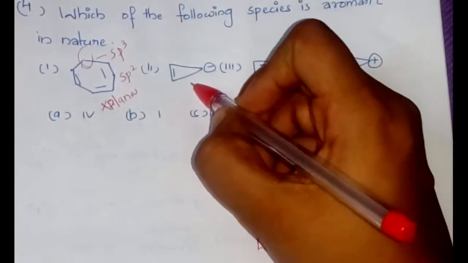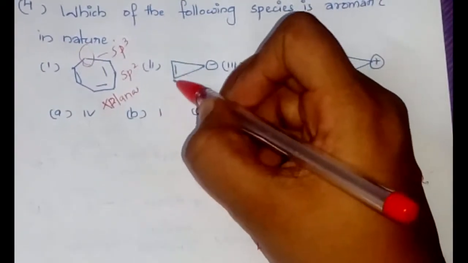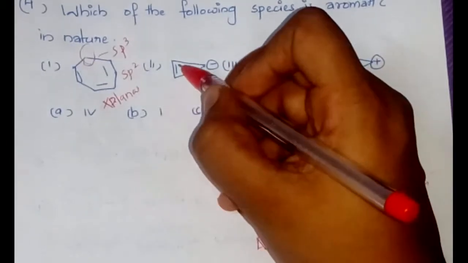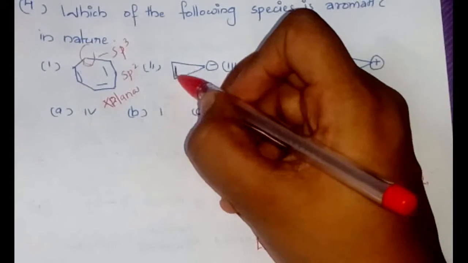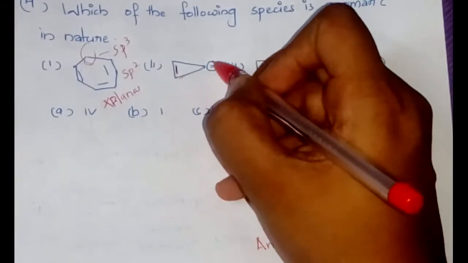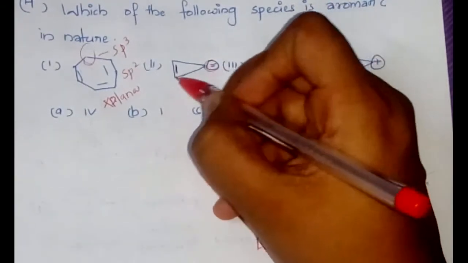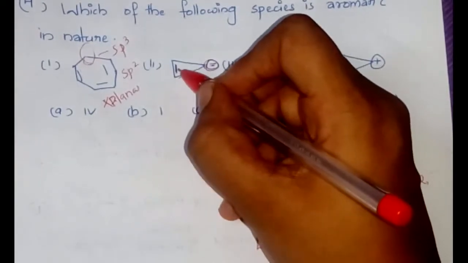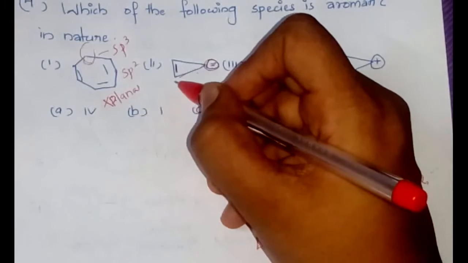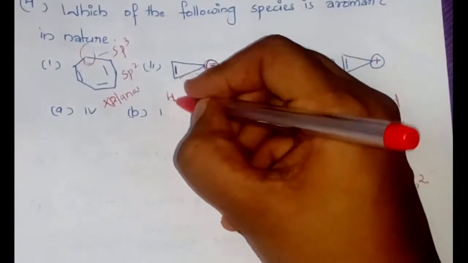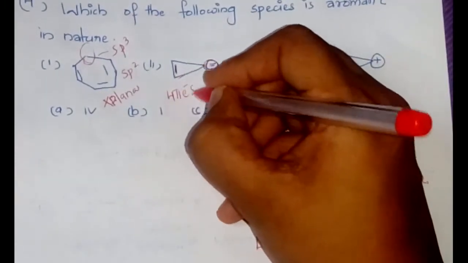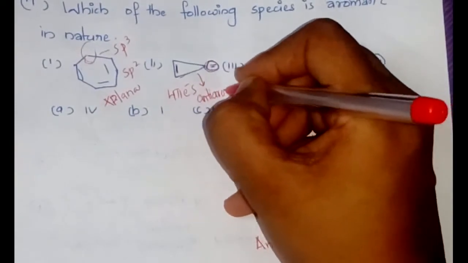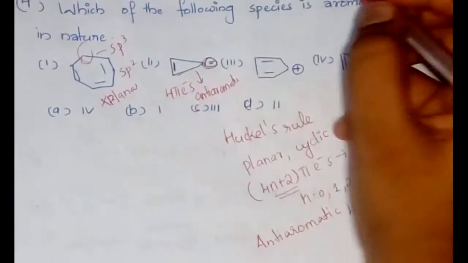Now let's consider the second one. Here everything is sp2 hybridized. So it is planar and we are having conjugation. Here one double bond, then conjugated, and after one single bond we are having a negative charge. So it is conjugated also, and now we have to check the number of electrons. Here 2 and 4. We are having 4 pi electrons, and therefore this becomes anti-aromatic and not aromatic. Okay. So that is also not our answer.